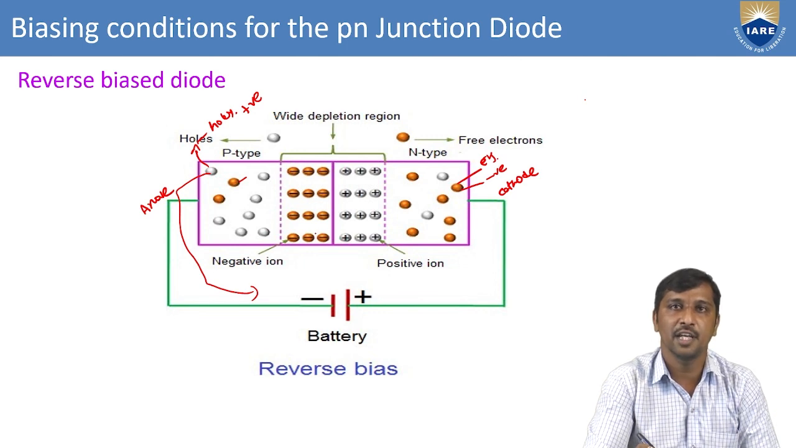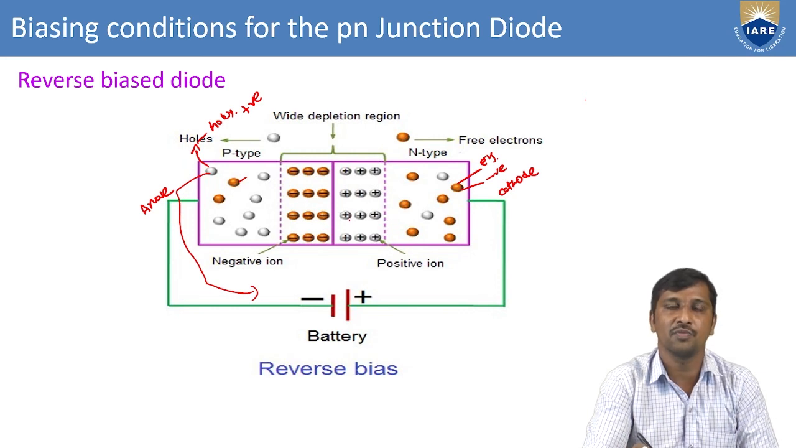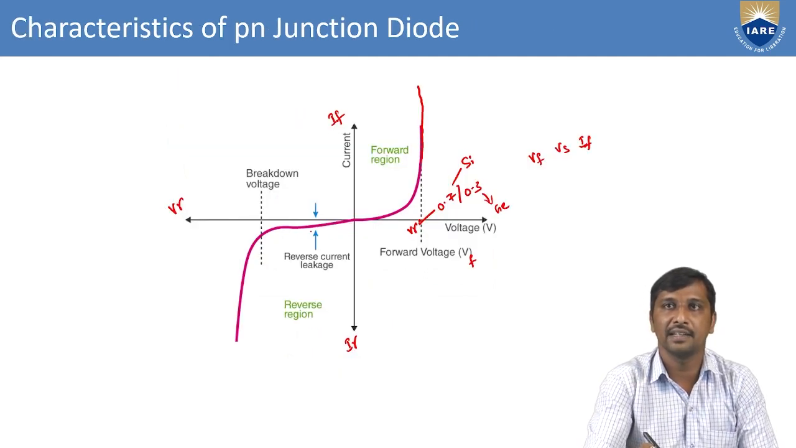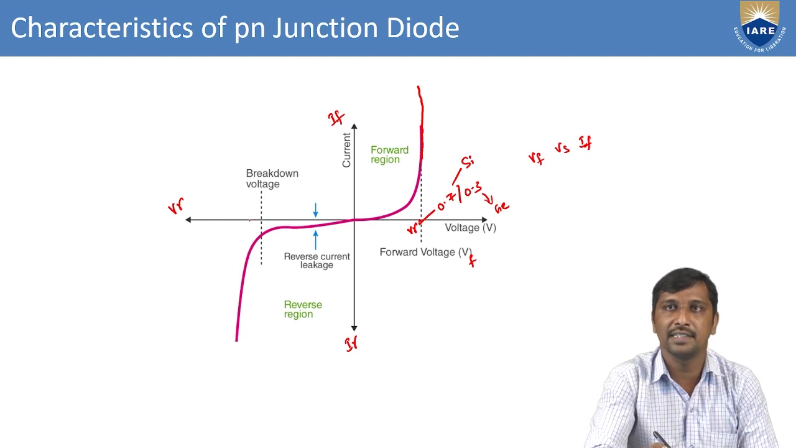That is the reason more immobile ions are established near the junction. Hence, the depletion width increases. If the depletion width increases, there is no movement of charge carriers from the P side to the N side or from the N side to the P side. Hence, no conduction takes place across the PN junction, there is no majority current, and even if the applied voltage increases, it allows only a minimum amount of current.